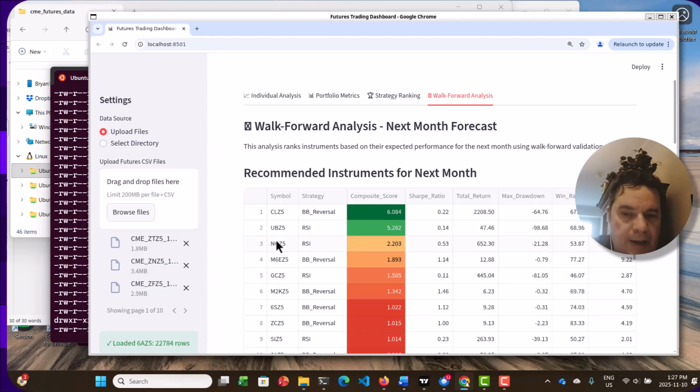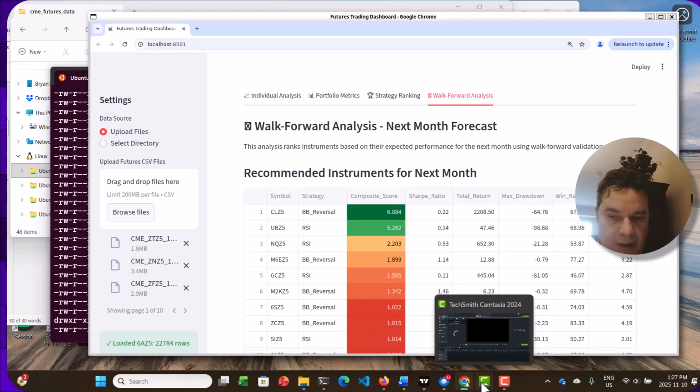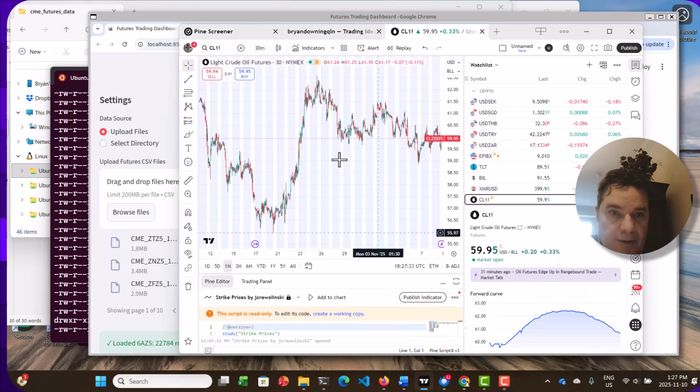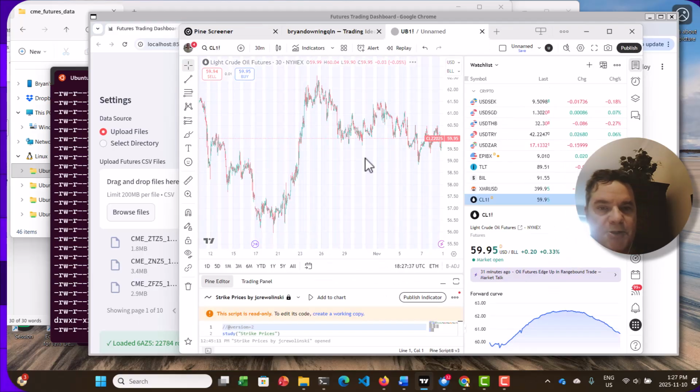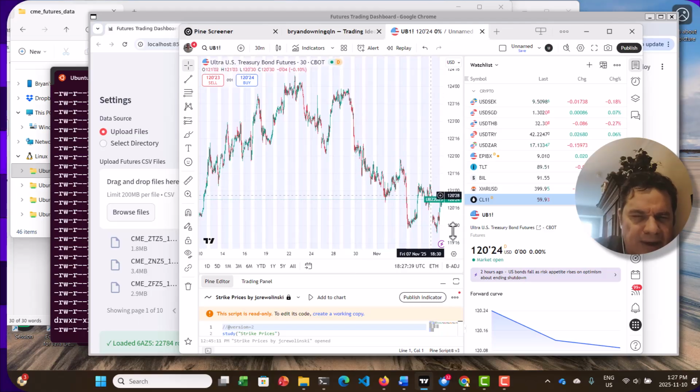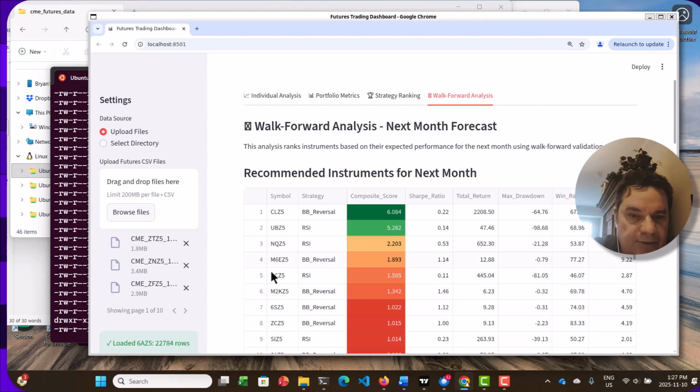And the UB Z. Let me just pull up the UB Ultra Bond. That's probably a short term, I believe. So again, same thing. It's declining and whatnot. But what you'll see here is we're starting to move into some of the Nasdaq and MGE. So let's check that out.